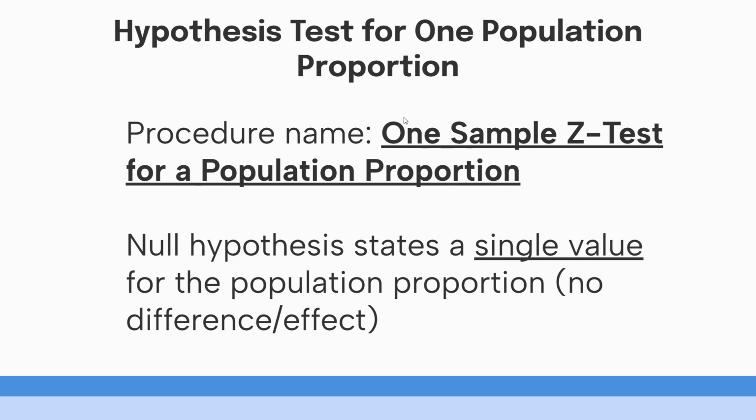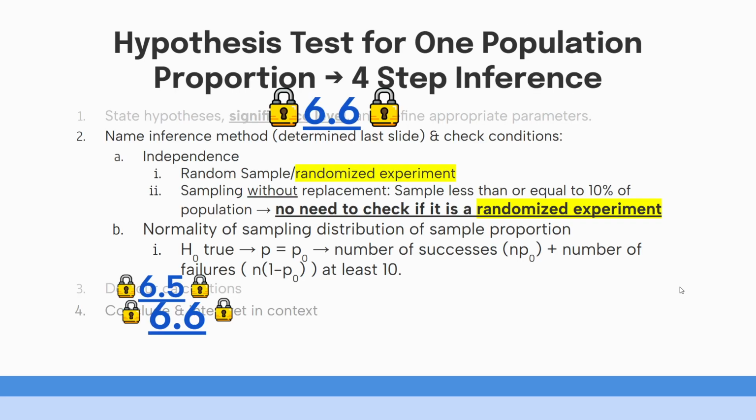So the procedure name for a hypothesis test for one population proportion is called a one sample z-test for a population proportion. The null hypothesis states a single value for the population proportion, and there's no difference or effect. So it's always one value. It's never less or greater. No, it's equal to this. That's our null. We always go into a hypothesis test assuming that the population proportion is a specific value, right?